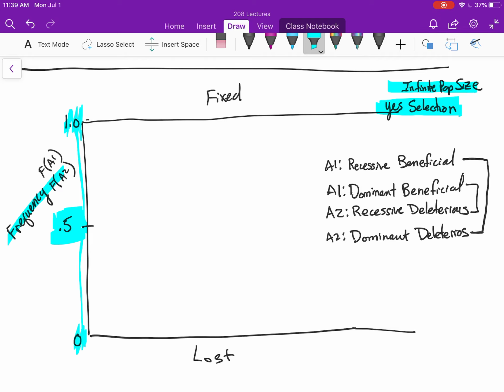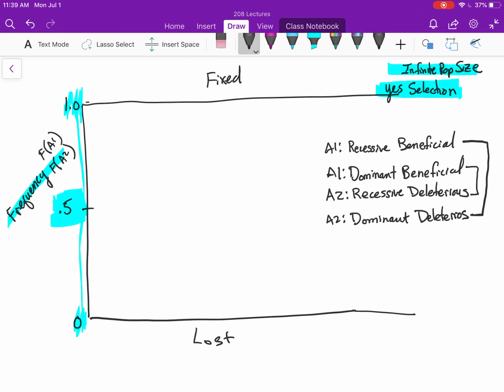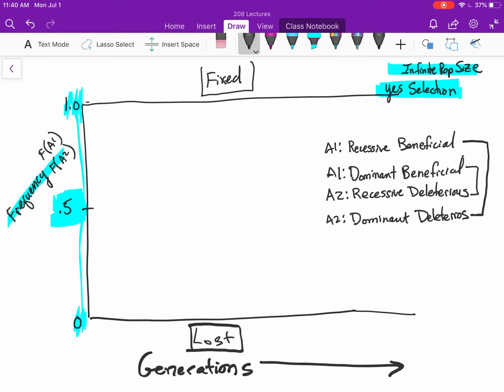Now, as the allele frequency changes across this page here, we should also write in here, these are generations moving across the bottom axis here. So this is time going across. Now, if an allele goes to 0, then it could become lost. If an allele goes to 100% or 1.0, it becomes fixed. And so those are the terminologies we use there.